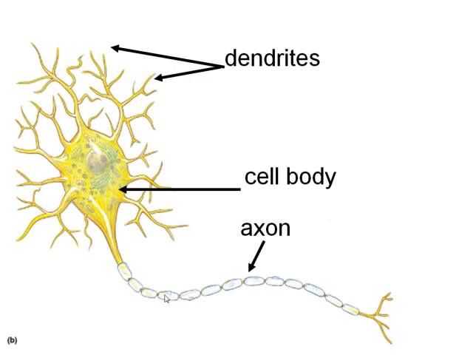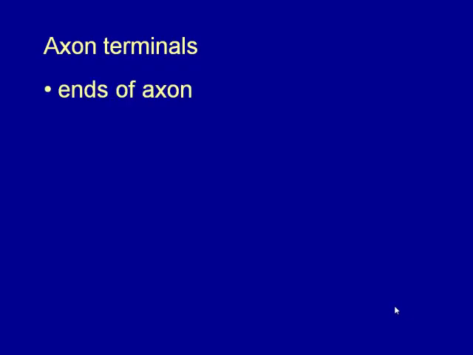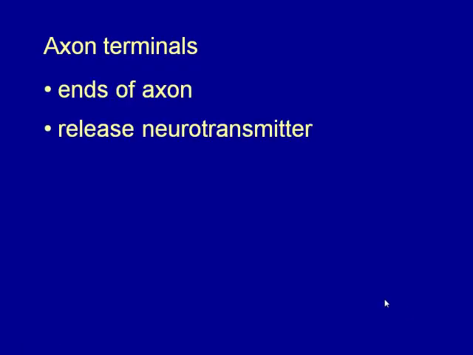This is the part that's going to be myelinated. That's what these little marshmallow puff things are looking like here. And this is what's going to transmit the nerve impulse to the next cell, either the muscle cell or another neuron or a gland cell. Now, when the axon gets to the end, it branches into these axon terminals. And this is the part of the neuron that's going to communicate with the next cell in line. The axon terminals are at the ends of the axon, and they're going to release neurotransmitter.